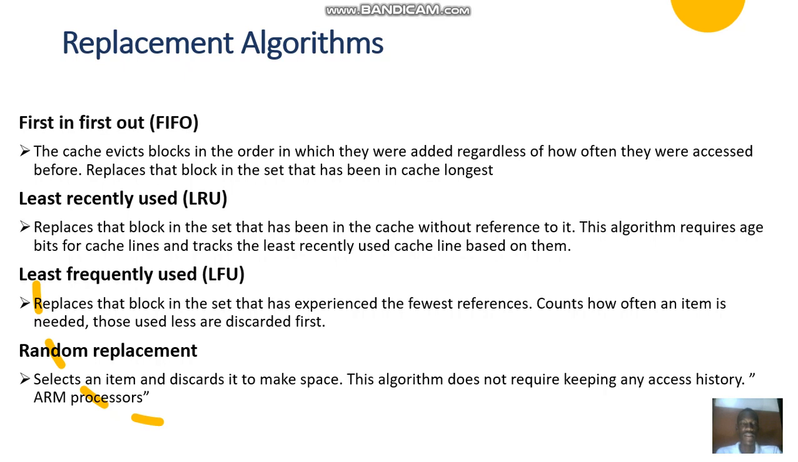And the last replacement algorithm is the random replacement. This selects an item and discards it to make space. This algorithm does not require keeping any access history, and it is mostly used in the ARM processors.